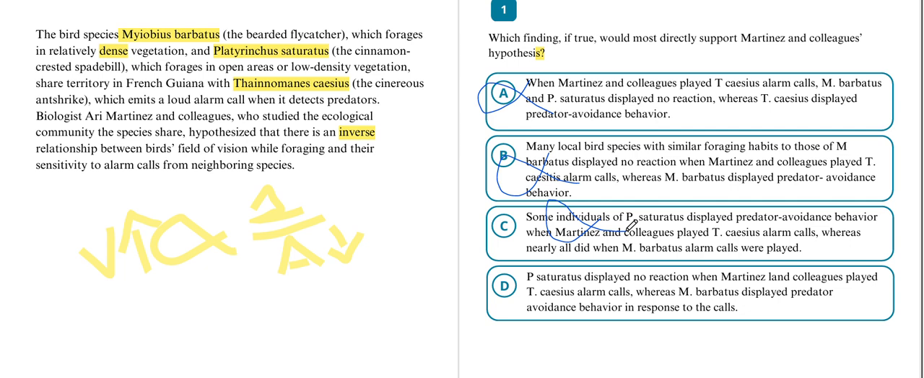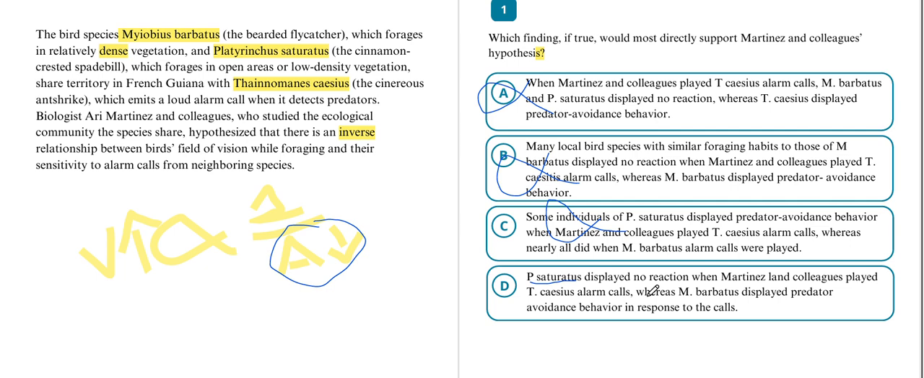Let's look at option D. P. saturatus displayed no reaction when Martinez and colleagues played T. cassius alarm calls, whereas M. barbatus displayed predator avoidance behavior in response to the calls. Yes, because P. saturatus displayed no reaction as it has a higher field of vision and lower sensitivity to alarm calls, while M. barbatus has a low field of vision, which means it must have higher sensitivity to the alarm calls. This is exactly matching our conclusion.